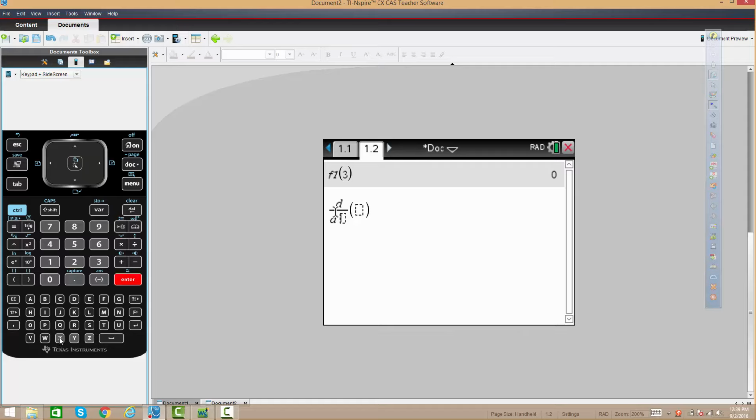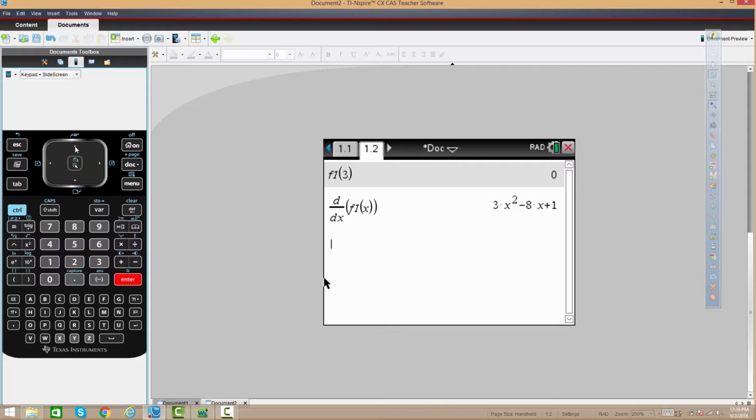So I'm going to tell it that the independent variable I want to take the derivative with respect to is x. To move between templates, the best way to do it is to hit the tab key. Since I've already defined the function, I'm just going to put in f of x and hit enter. So the derivative is 3x squared minus 8x plus 1. We could have done that by hand using the power rule as well.